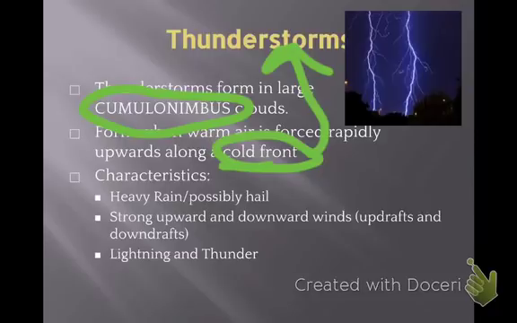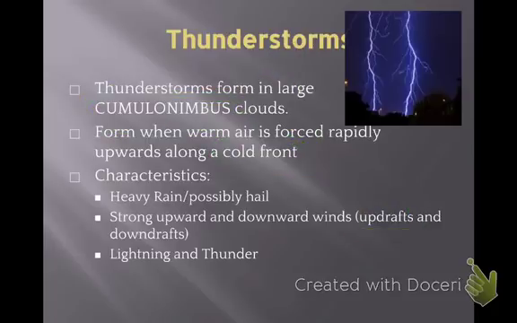And the updrafts are what make those huge cumulonimbus clouds. Remember we talked about how some cumulonimbus clouds reach into the stratosphere. That's because you have strong updrafts that go up and sweep those clouds, and that's how they get really, really tall. They're called thunderheads because they get so tall. Those are your cumulonimbus clouds. And obviously we have thunder and lightning with a thunderstorm.